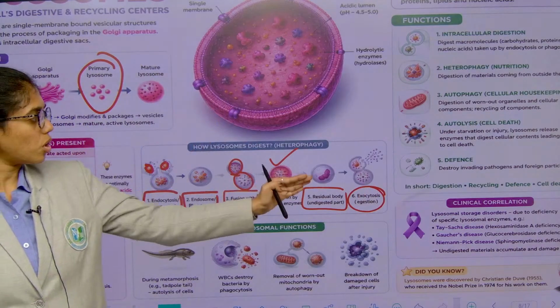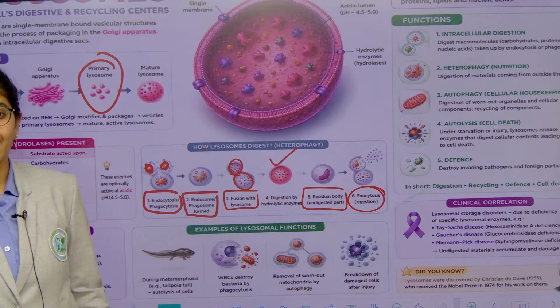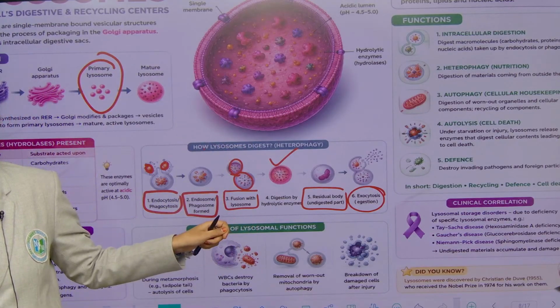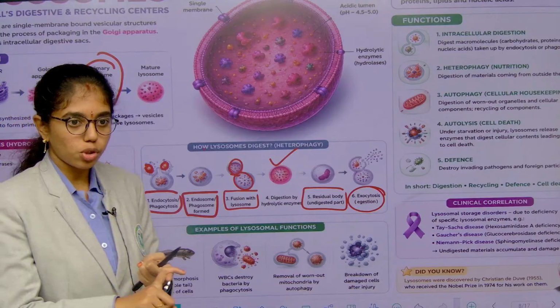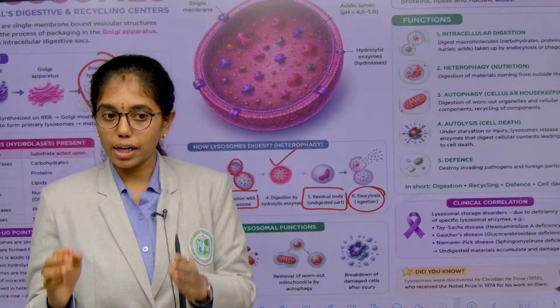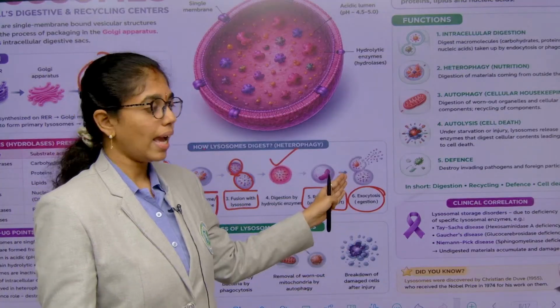This is the process of what? How lysosomes will digest. This is the process that happens with secondary lysosomes. Lysosome attaching with phagosome via endocytosis. After digestion it will be releasing out the residual particles and then exocytosis.